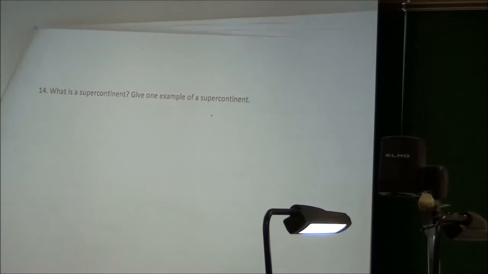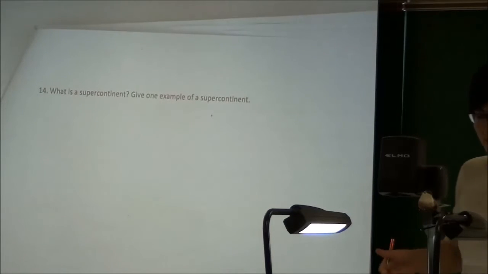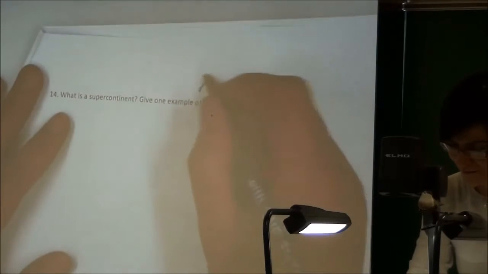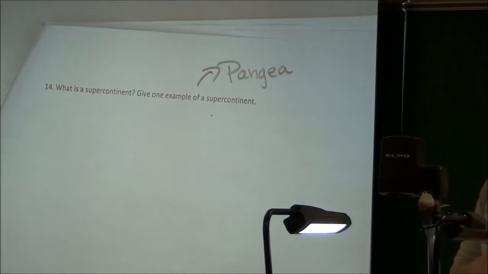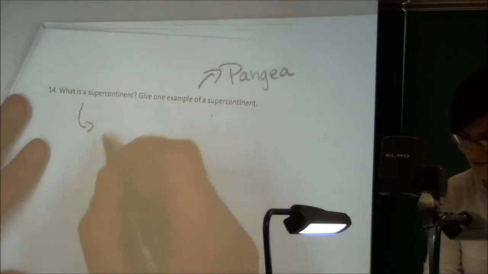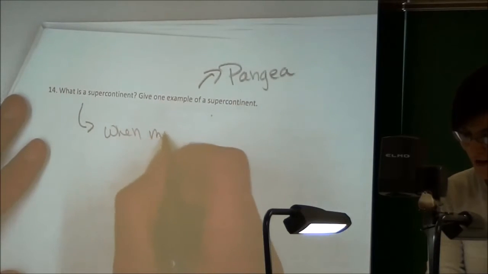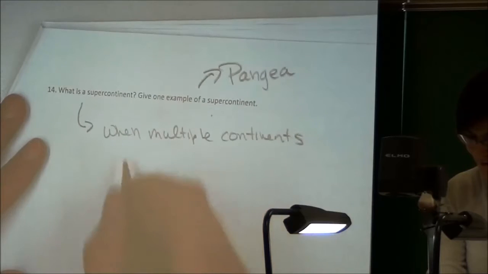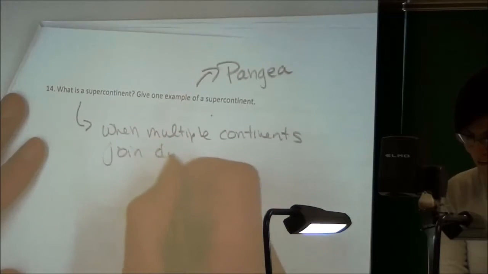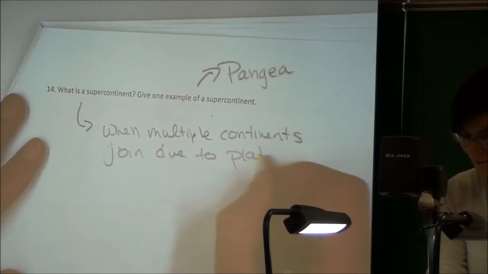So what is a supercontinent? Give one example of a supercontinent. Pangea. Excellent. So Pangea is an example. So what is a supercontinent? Where all the continents were together before the plates separated. Excellent. So when multiple continents join due to plate tectonics.